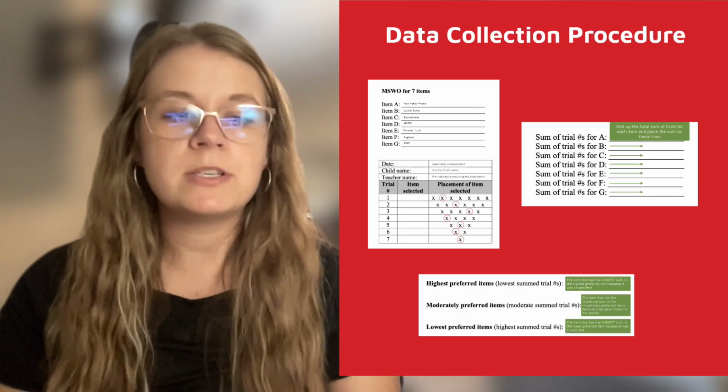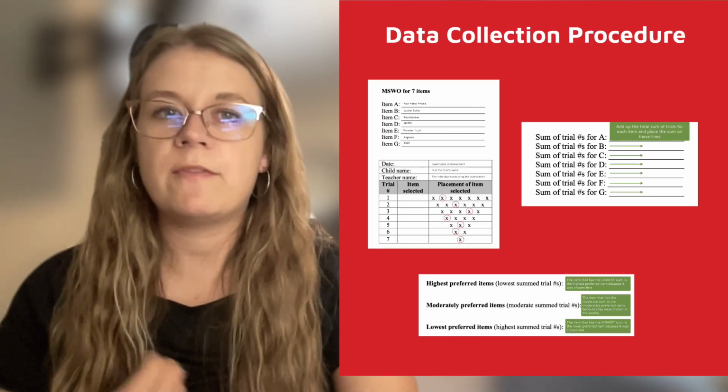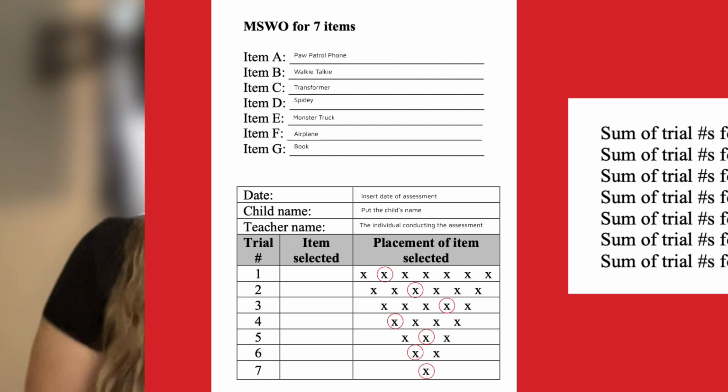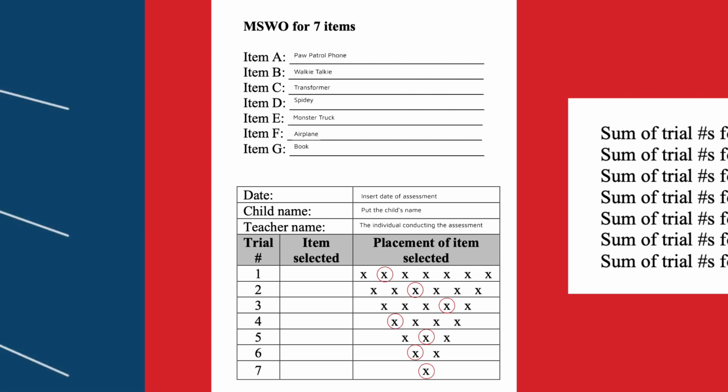So, data collection procedure. Here's an example of what you would do if you had 7 different items. First, let's start off with labeling it. You're going to put your items next to item A through G on the items that you selected. For mine, I have Paw Patrol phone, walkie-talkie, transformer, Spidey, monster truck, airplane, and book. Then you're going to fill out this next portion by inserting the date. Then you're going to put the child's name that you're working with. And then for the teacher name, it's whoever is conducting the assessment.